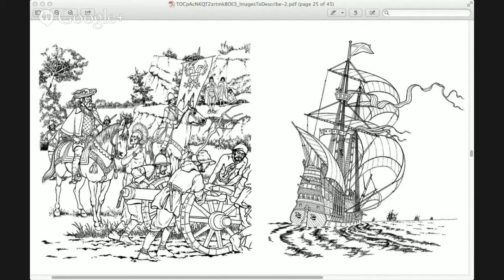And today we're going to be describing some pictures in history. So you will look at the pictures and you'll tell me what you see. We'll learn some new vocabulary and we'll describe what the people are doing in the pictures. So come on and join me, and we'll get started.